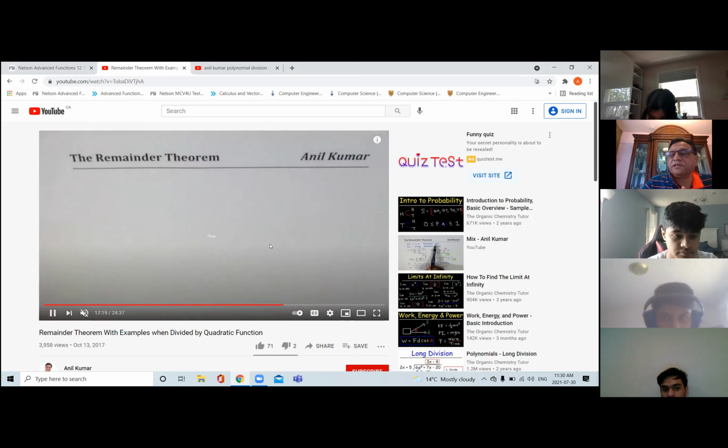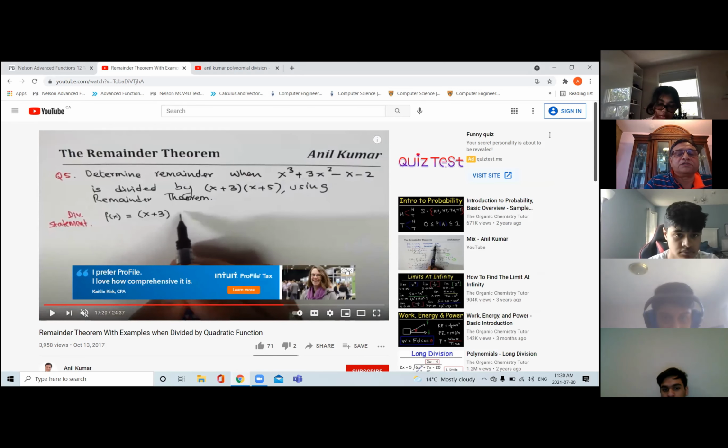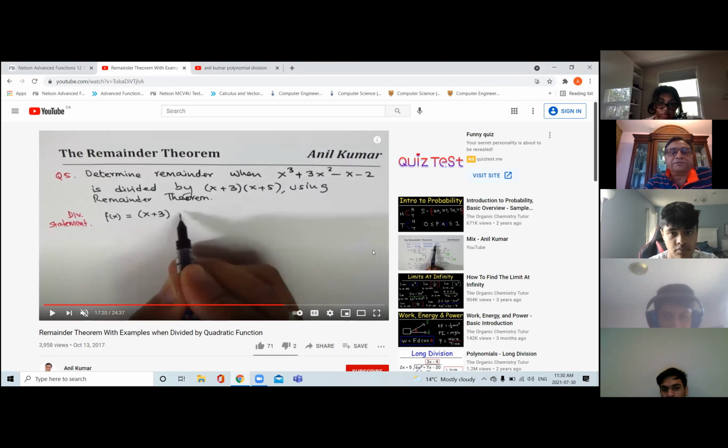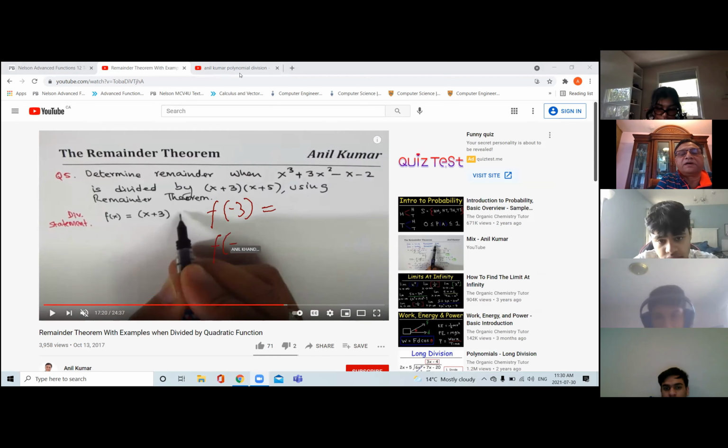So let me give you all the steps. Make a note of all these steps. Now pause the video. First thing first, when you are given the function and you have the divisor, first you find what is the value of f of minus 3 equals to. Then you find what is the value of f of minus 5 equals to. Is that clear to you? Use your calculator. Just plug it in this particular equation. F of minus 3 I found to be 1 and f of minus 5 was minus 47. Is this clear to you?